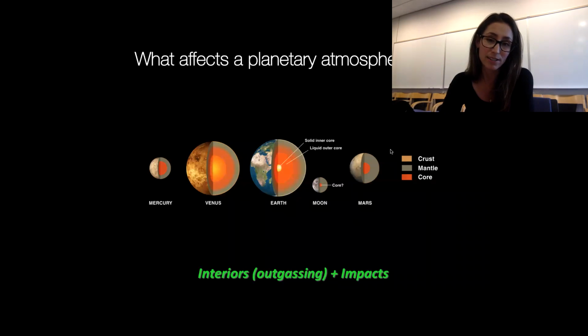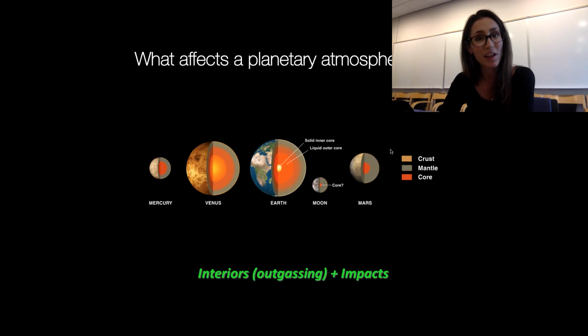Things like impacts can also really affect a planetary atmosphere. And we don't mean impacts like meteor showers. We mean the way our moon formed. There was an impact that was so hard early in Earth's formation, it knocked the moon off. We were originally a much bigger planet.